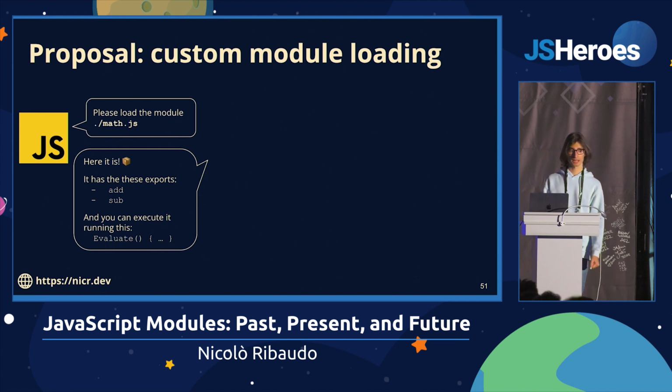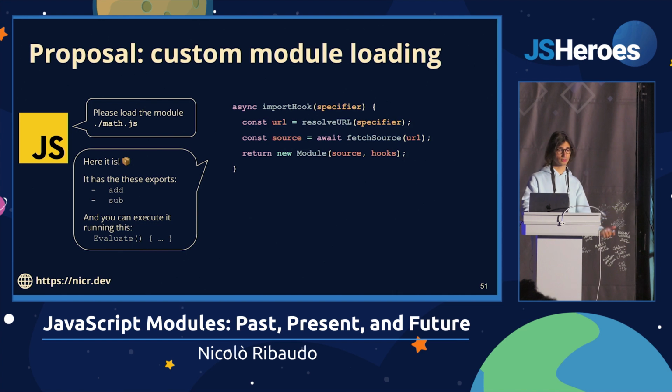So what this proposal does is try to analyze how all the different runtimes are solving the same problem in different ways, and try to provide a unique way of doing this. So with this proposal, when JavaScript wants to add a module, we could have what this proposal calls an import hook. The import hook receives what we call the specifier, which is basically the name of the module, so mat.js.